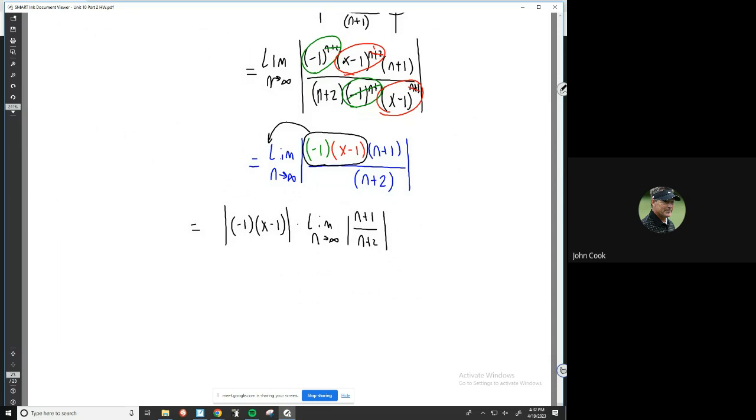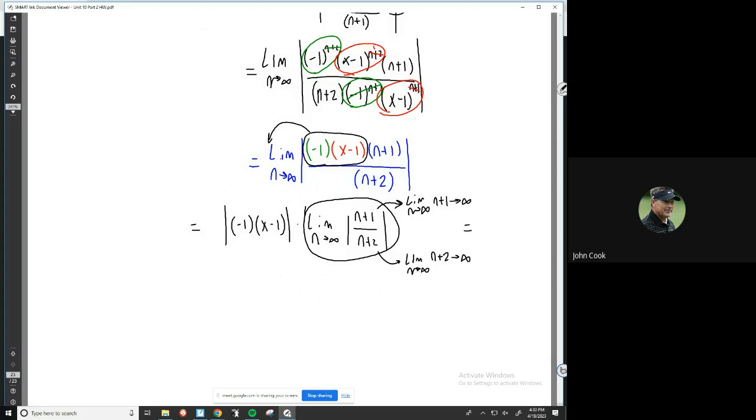There we go. All right, so what is going to happen to this thing right over here? Well, as n gets really, really big, that top part, if we take the limit as n goes to infinity of n plus 1, that goes to infinity. And if we look at the bottom part, the limit as n goes to infinity of that n plus 2, that's also going to go to infinity. So since we have infinity over infinity, we can use L'Hopital's rule.